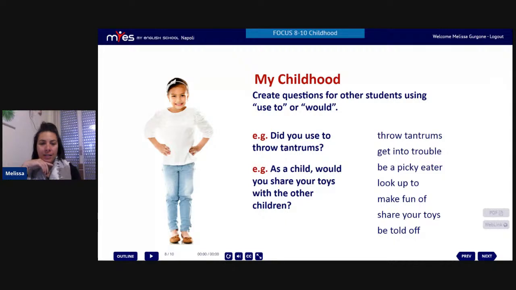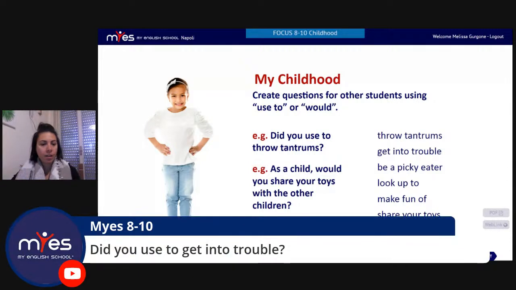And did you used to get into trouble? Or we could say, would you often get into trouble? Oops. Get is not a stative verb, so we could use both. Did you used to get into trouble? Or would you often get into trouble?